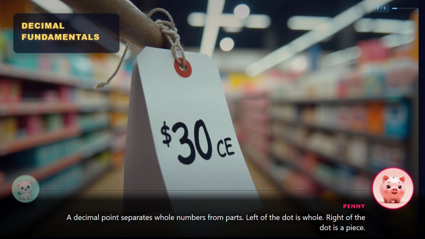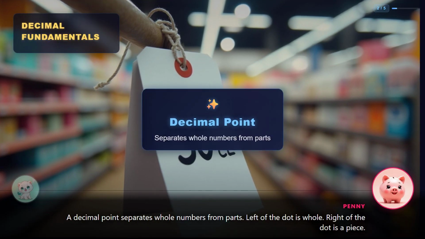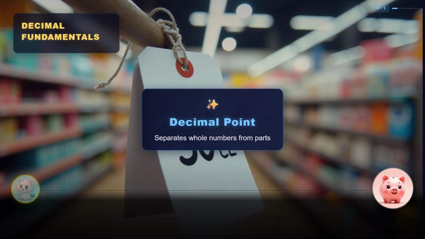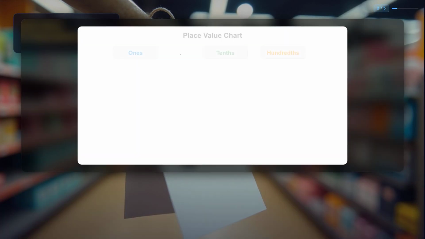A decimal point separates whole numbers from parts. Left of the dot is whole. Right of the dot is a piece. Like dollars and cents. Exactly.